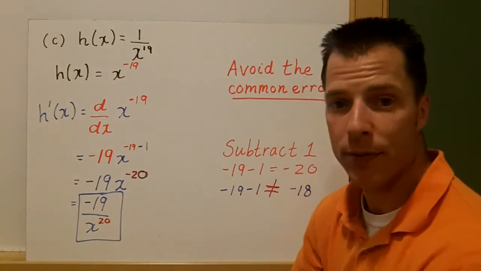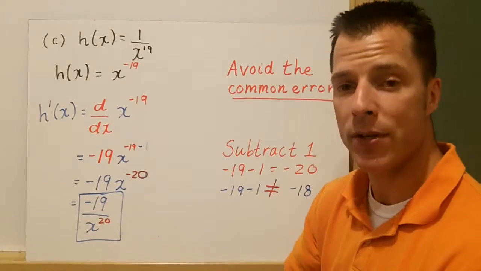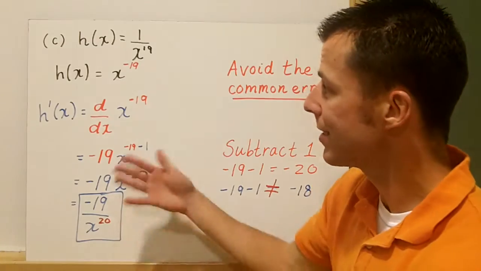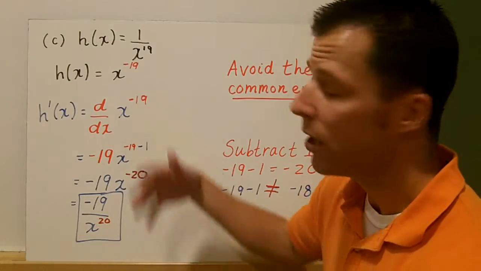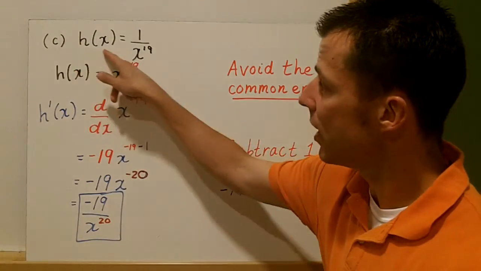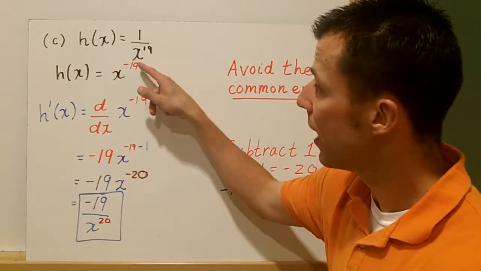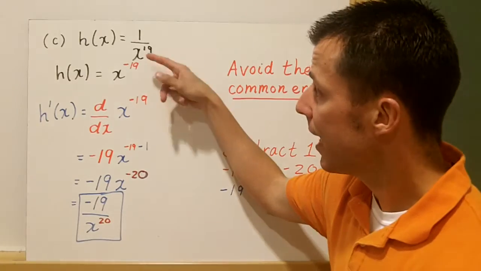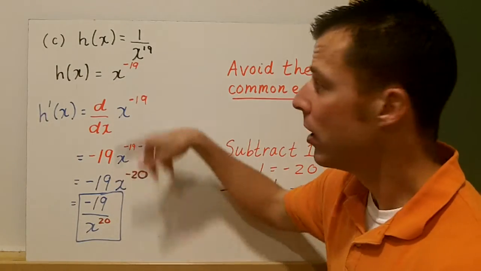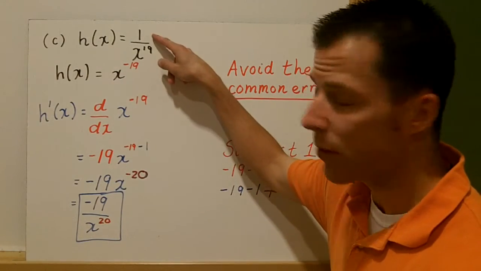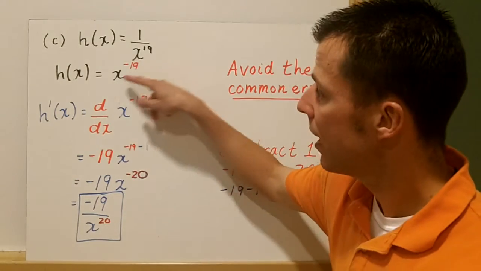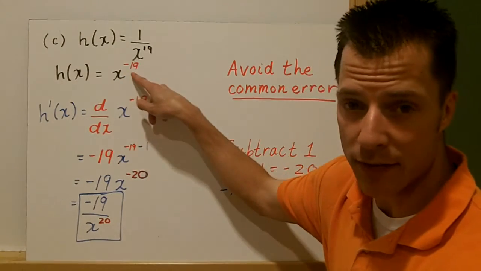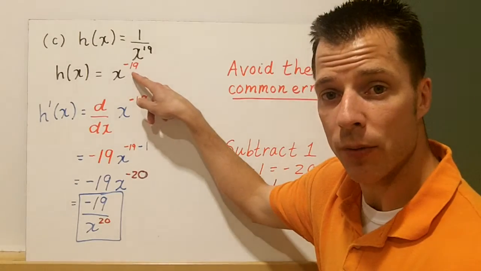The last example here with the power rule happens when you have actually a negative power, and this can mess us up a little bit. So for example, if we look at this function h of x equals 1 over x to the 19th, and we wanted to differentiate that. Now I could say it's a fraction, I don't really know. But we can rewrite 1 over x to the 19th as x to the negative 19th power. So that's what we're going to do.